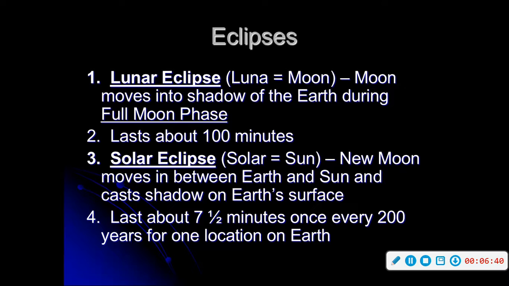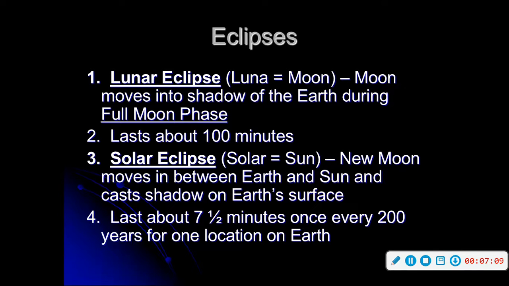Okay, eclipses for the next topic. Eclipses are basically when there are shadows that block out either the moon or the sun. The lunar eclipse is an eclipse of the moon. That's when the moon moves into the shadow of the Earth during the full moon phase. It's a little over an hour, about 100 minutes or so, and again, that will almost blacken the moon out totally. It usually turns a reddish color instead. I'll show you pictures in a moment.